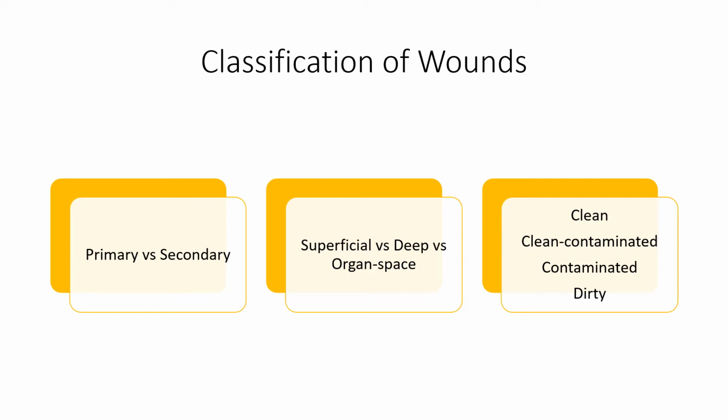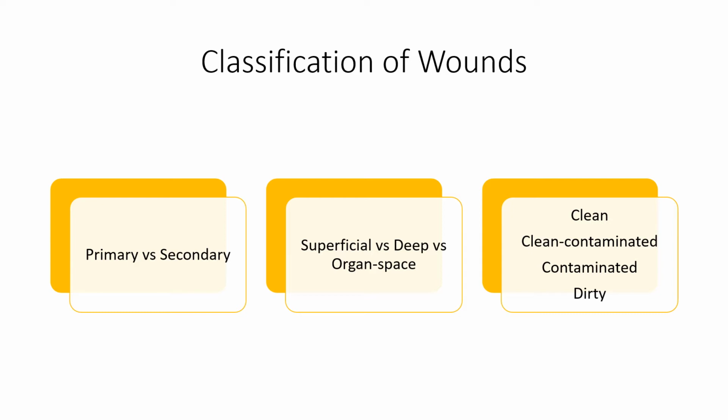Let's go through some basics of wound classification. This can be done in many ways. I have shown you three ways to think about wounds. One is primary versus secondary. Primary meaning from the indigenous source of the host itself, or secondary meaning from a hospital-acquired infection. Wounds can be classified according to its depth, superficial, meaning it's dermal or epidermal, deep, meaning that it's affecting the muscle fascial layers, and organ space infection, such as those affecting the organs, leading to the formation of abscesses.